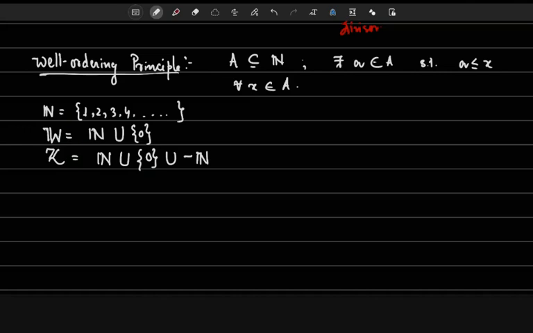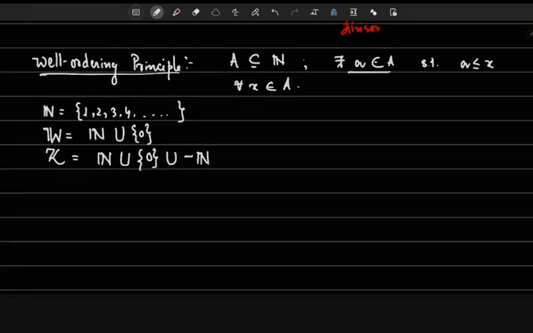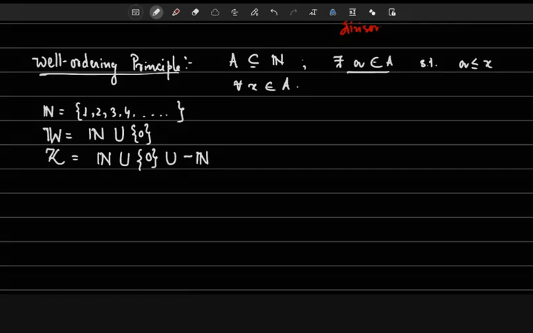So now you can check that whenever you take any subset of N, the well ordering principle says there will be an element in that subset, that is a, such that no matter which member you pick from the subset A, that will be either equal to or greater than a.